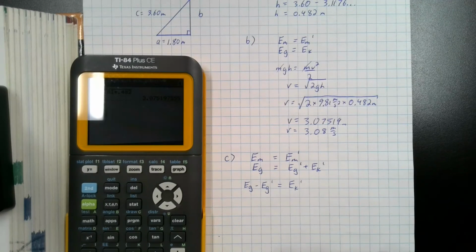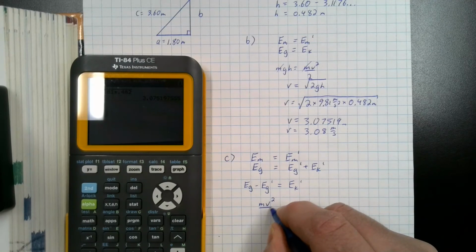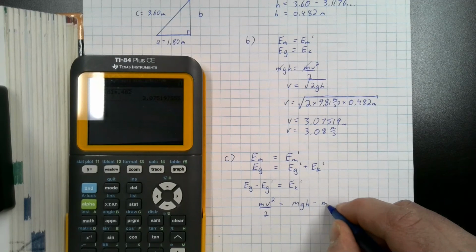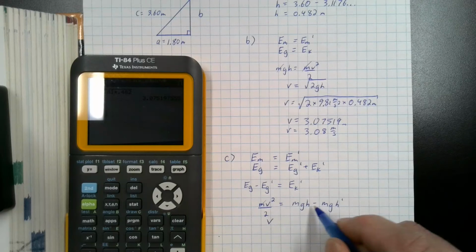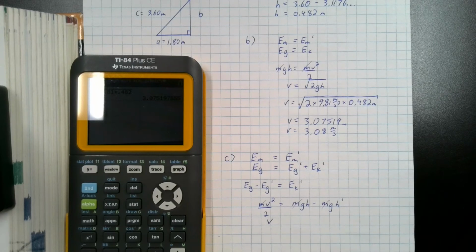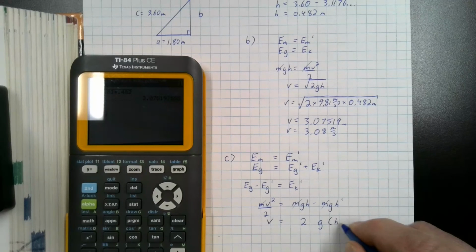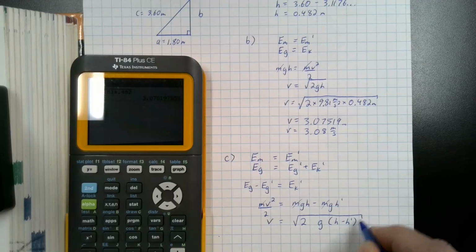I want to convert into velocity, so I'm going to switch sides here. mv squared divided by 2 is going to equal mgh initial minus mgh final. To calculate my velocity, first of all, I'm going to cancel out the masses. Then I'm going to have to multiply everything by 2 to get that to the other side. I'm going to have g, and if I factor g out of both terms, I'm going to have h minus h prime in brackets, and square root the whole thing.